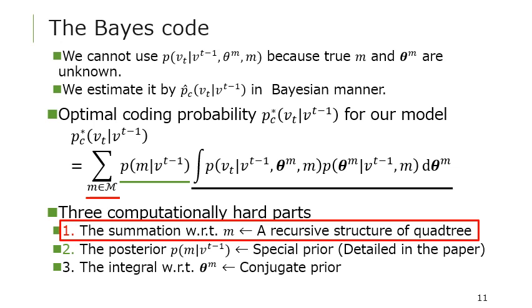However, unfortunately, there are 3 computationally hard parts here. First, the summation with respect to m requires exponentially increasing number of calculations as the size of images increases. Second, the posterior does not have closed form expression in general. Third, the integral with respect to theta m does not have closed form expression in general too.